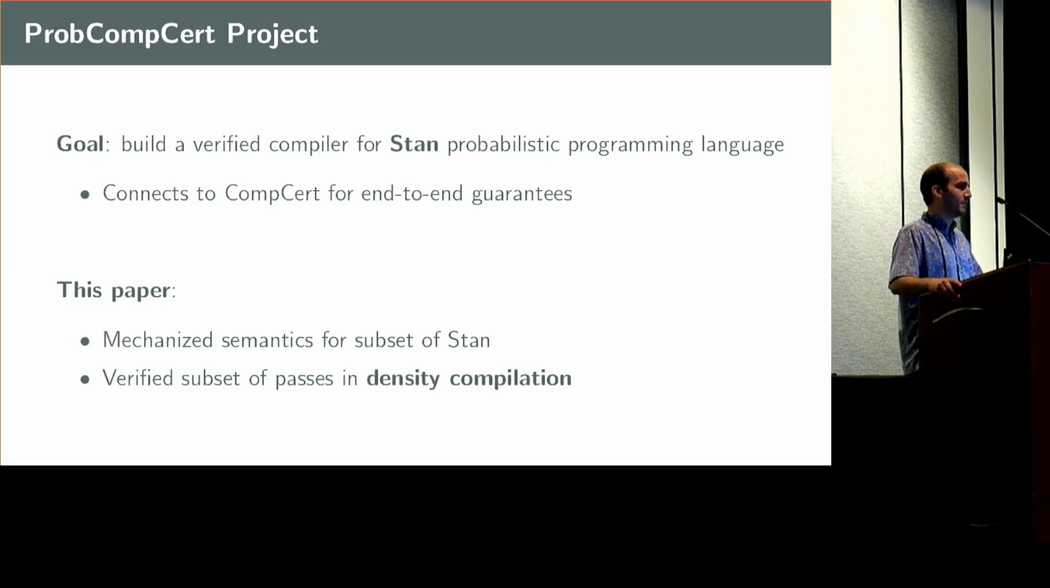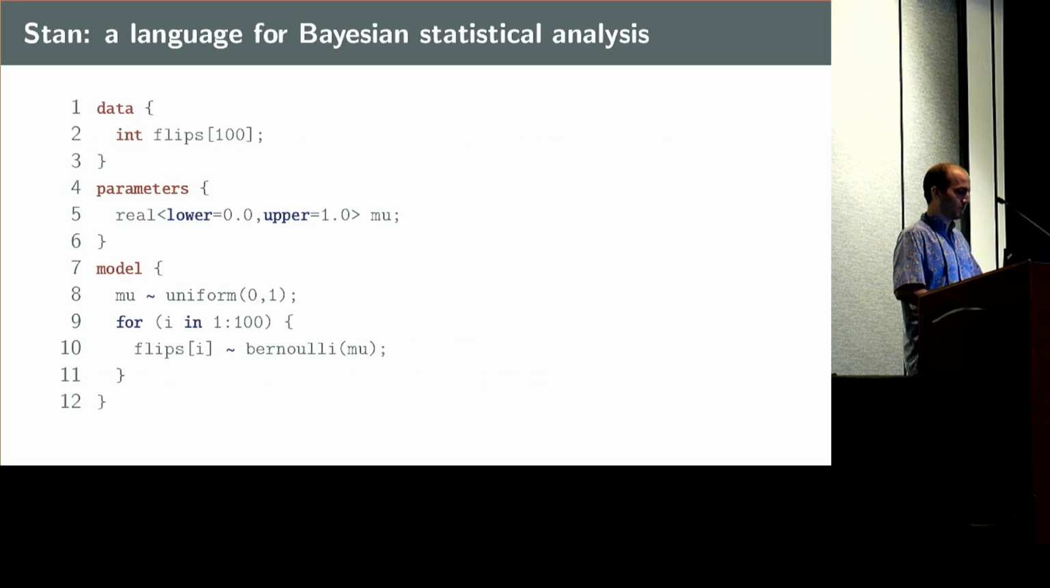We give a mechanized semantics for a subset of the Stan language, and then we use that semantics to verify a subset of passes in a component of the compiler called density compilation. In order to explain what density compilation is, let me give a little more background on Stan, our source language. Stan is a language for doing Bayesian statistical analysis.